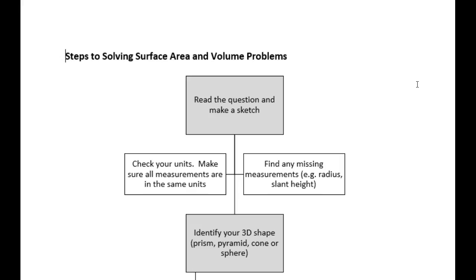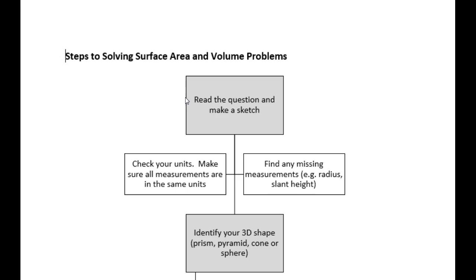So we've already looked at surface area, now we're going to be moving into the volume side of things. And the way that you actually solve volume problems is very, very similar to how you would solve surface area problems. And so you can think about it as sort of that same flow chart of those same steps that you'd want to go through.